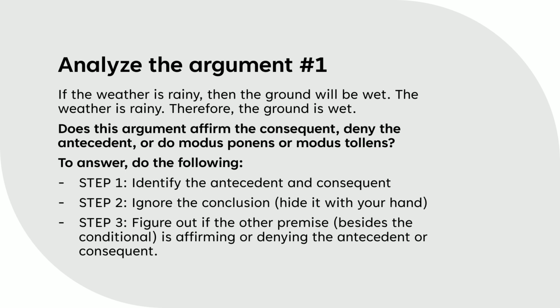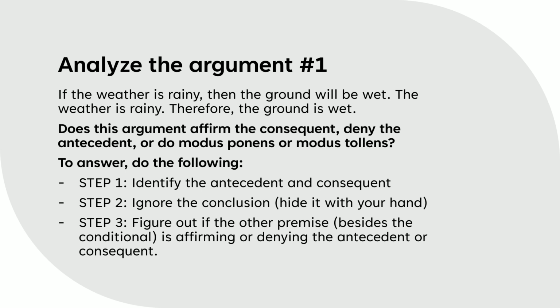If the weather is rainy, then the ground will be wet. The weather is rainy, therefore the ground is wet. Okay, so our question here is, what's this argument doing? Is it affirming the consequent? Is it denying the antecedent? Or is it doing modus ponens or modus tollens?